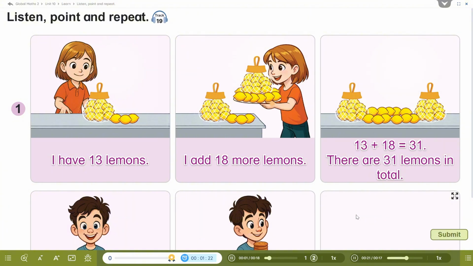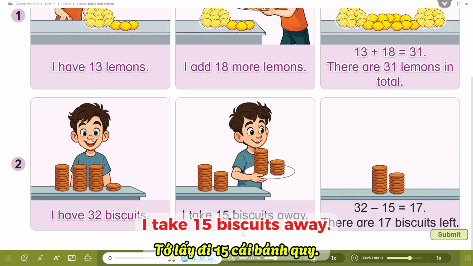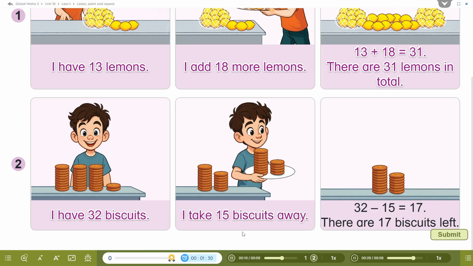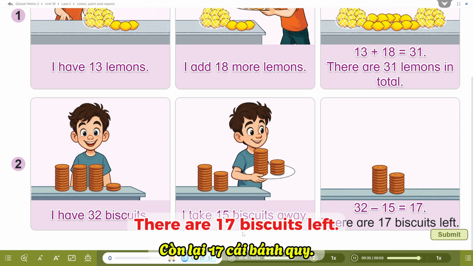2, I have 32 biscuits. I take 15 biscuits away. 32 minus 15 equals 17. There are 17 biscuits left.